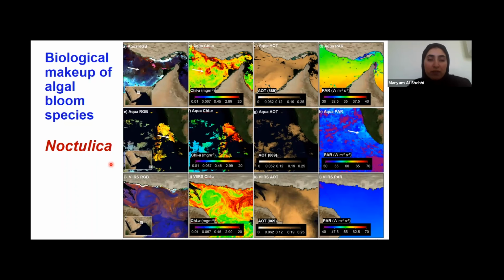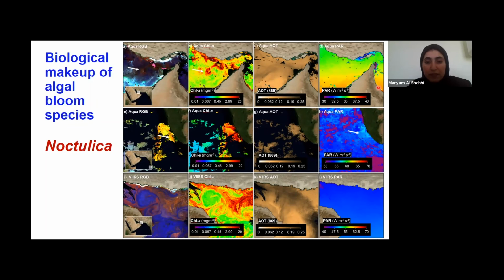to study the relation between Noctiluca and the dust deposition and also the sunlight radiation. And we found that Noctiluca like to bloom in upwelling areas. So where upwelling is, you see Noctiluca there. And regarding the aerosol optical thickness, they actually exist when the aerosol optical thickness is high, higher than 0.2.